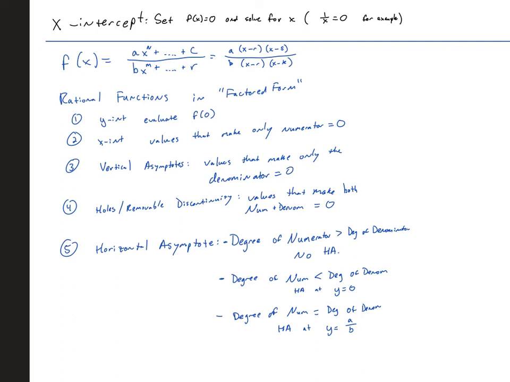When does it create vertical asymptotes? When does it create holes? When does it create a horizontal asymptote and x-intercepts?